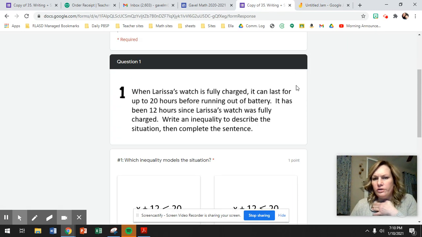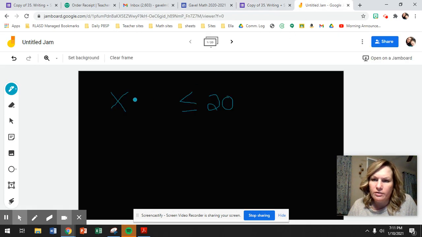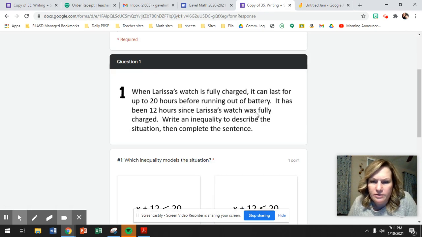So when Larissa's watch is fully charged, it can last for up to a maximum of 20 hours before running out of battery. It has been 12 hours since Larissa's watch was fully charged. Well, if it's been 12 hours, it means she's already used 12 hours. So we're going to add 12 hours. So it's the time left plus the 12 hours she's already used is going to be less than or equal to 20. Write an inequality to describe the situation.